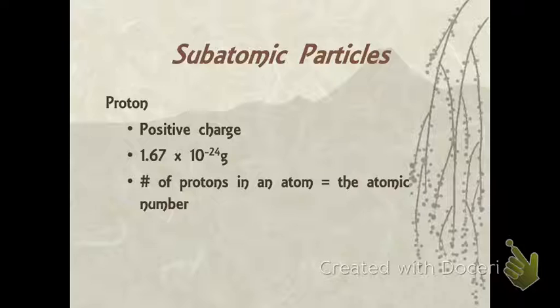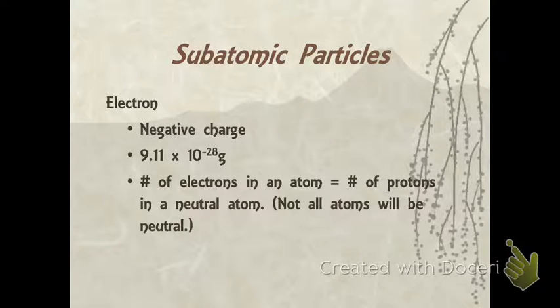Now, if I needed to know the number of protons for a particular atom, all I would simply do is look at the periodic table and find the atomic number. The atomic number on the periodic table is the whole number that is in each block. For instance, hydrogen has an atomic number of 1, so I know it has 1 proton. Helium has an atomic number of 2, so it has 2 protons, and so on.